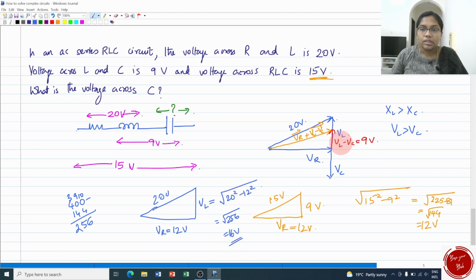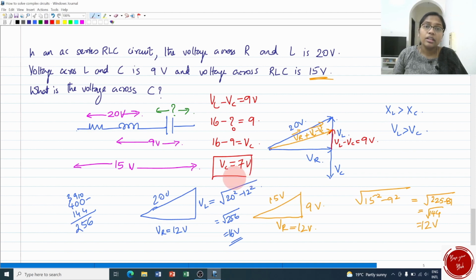Now let us substitute the values in the equation VL minus VC equals 9 volt. VL is 16, minus VC, which needs to be found, is equal to 9 volt. So 16 minus 9 is equal to VC, or the VC value is 7 volts. This is the voltage across the capacitor. Once you know how to draw the phasors of these voltage values, it will be very easy to deal with such questions. Stay tuned for more questions on this topic. Thank you.